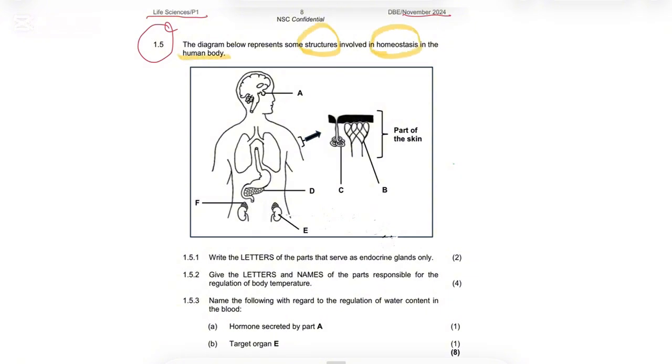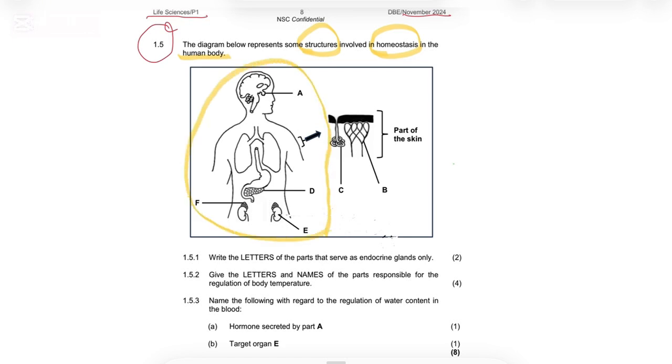the human body. But before we dive into this question, let us go back to the definition of homeostasis. Homeostasis is the process of maintaining a constant internal environment within narrow limits despite changes in the internal and external environment. Now, if we are to look at this diagram, we see that it consists of two systems.